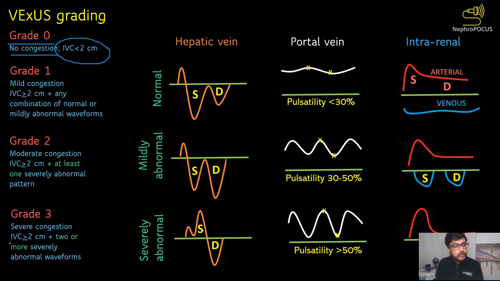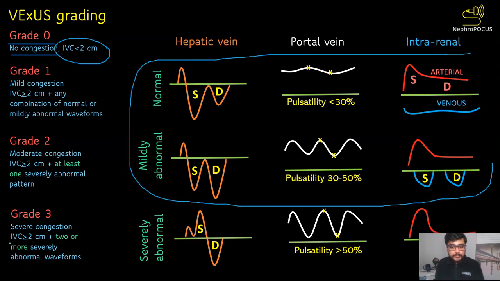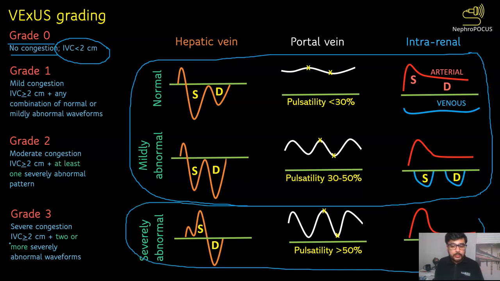You call it grade 1 or mild congestion if you have a plethoric IVC and a combination of normal or mildly abnormal waveforms. So any combination of plethoric IVC and any of these waveforms here. And you call it grade 2 or moderate congestion when the IVC is plethoric and you see at least one of these severely abnormal waveforms. And you call it grade 3 or severe congestion when the IVC is more than or equal to 2 centimeters, that is a plethoric IVC, and 2 or more severely abnormal waveforms out of these 3.